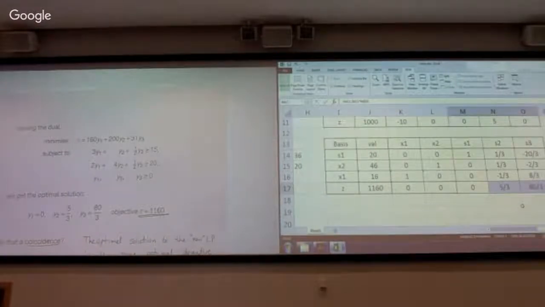Of course, you know, S1 is 20, X1 is 16, and X2 is 46 in the optimal solution. And S2 and S3 are 0. The Z row tells you that the objective, again, is going to be 1160. It's also telling you that in the slack columns, you see Y1 is 0, Y2 is 5/3, Y3 is 8/3. But also the X1 and X2 columns give you the two slack variables, surplus variables in the constraints of the dual. Those constraints are going to be satisfied with equality.